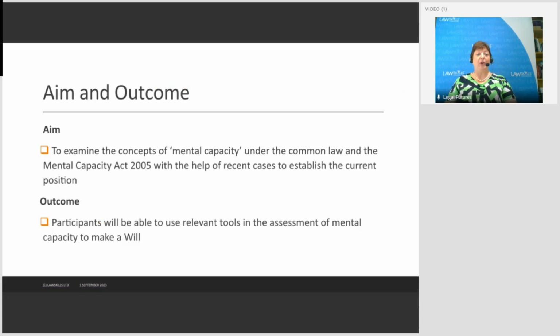So therefore, it's timely for me to aim in this session to examine the concepts of mental capacity under both the common law and the Mental Capacity Act of 2005, with the help of some recent cases to establish the current position. Those of you listening will be able to use the relevant tools in the assessment of mental capacity when you're making a will for a client.